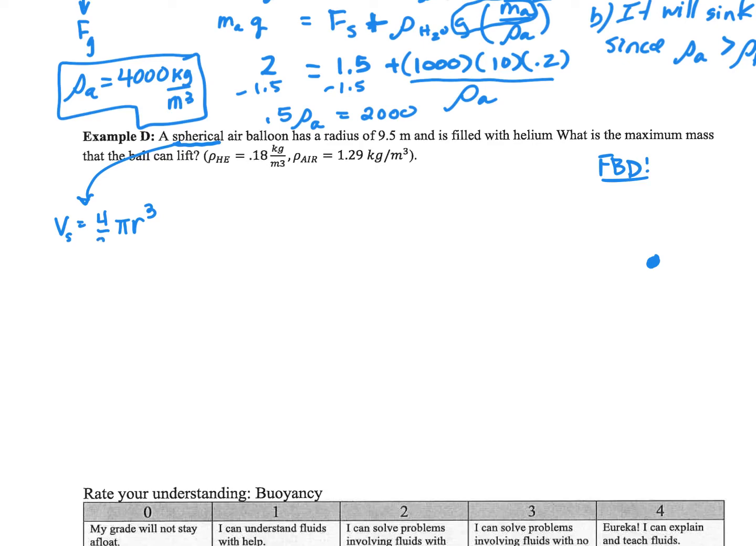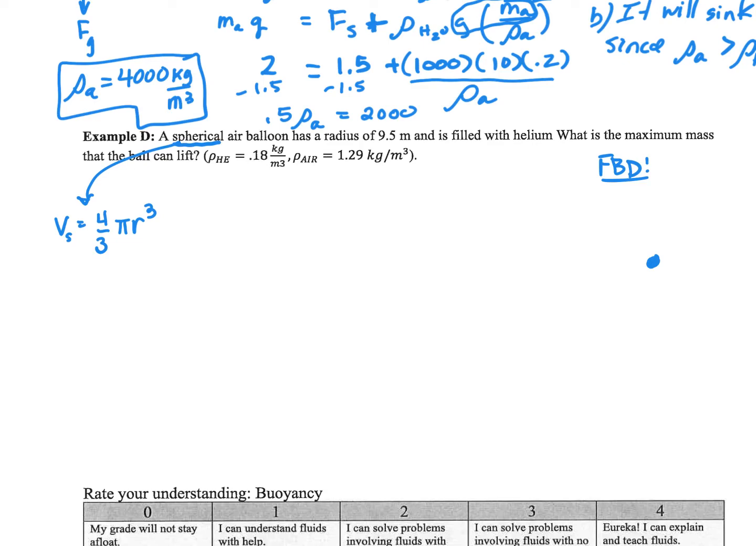Pi r cubed. Okay, so we know that. So we're going to know volume. We know the radius, so we're going to be able to find the volume of the balloon. But let's look at the free body diagram. What's happening if the balloon is... what? Is that the buoyant force? Maximum the ball can lift.